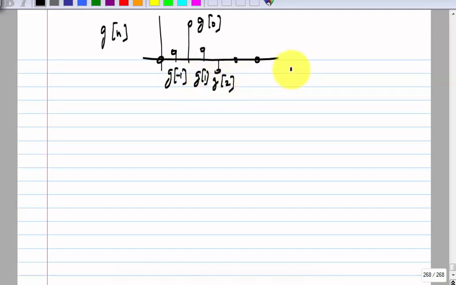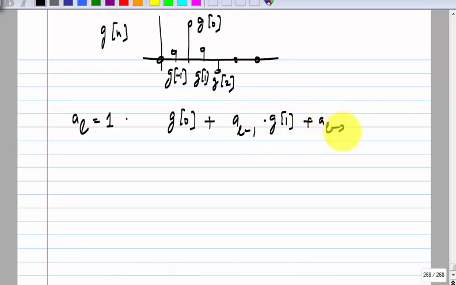Let me assume that the intended received symbol A_L is 1. Exactly the same thing holds for minus 1. The case is symmetrical, right? So let me say that A_L is 1. So the received value will be g of 0 plus the post cursor ISI, that is A_{L-1} g of 1 plus A_{L-2} g of 2 plus A_{L+1} g of minus 1.